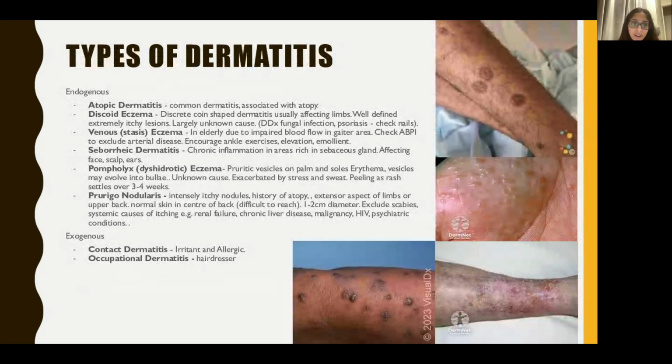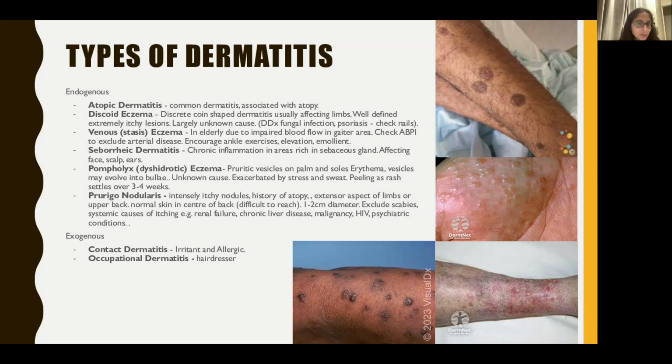So again, with dermatitis, there are various types. I've listed quite a few here. So we have atopic dermatitis, which we've covered. We have discoid eczema, which we can see here, where there's discrete coin-shaped dermatitis, which is well defined. You have venous stasis eczema, which we can see here. This is often seen where patients may have venous disease or there's impaired blood flow to the gaiter area.